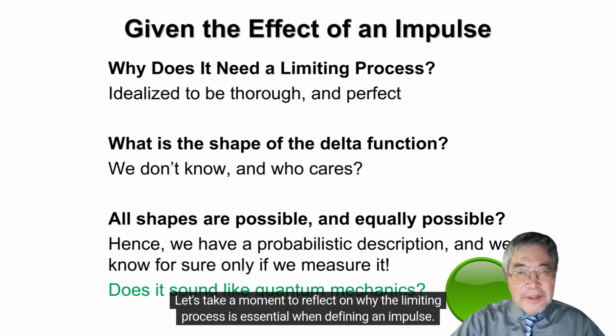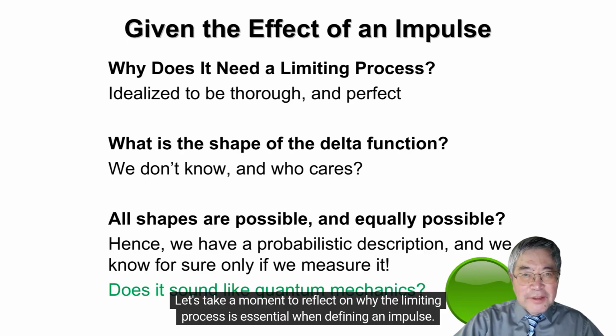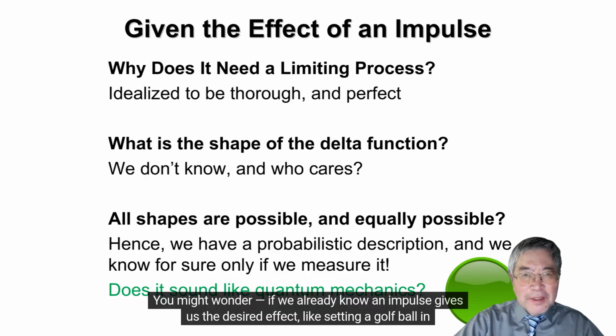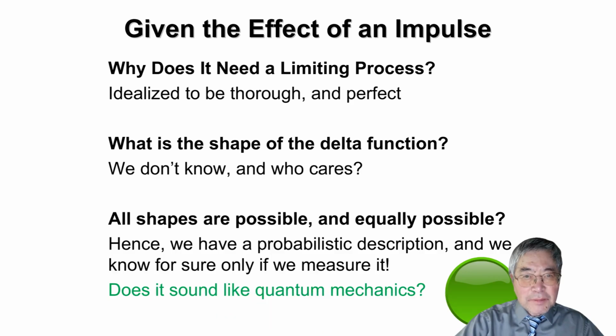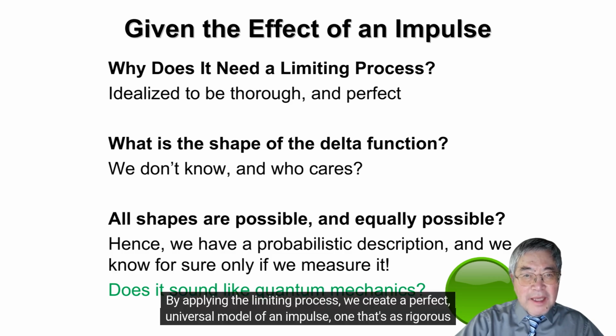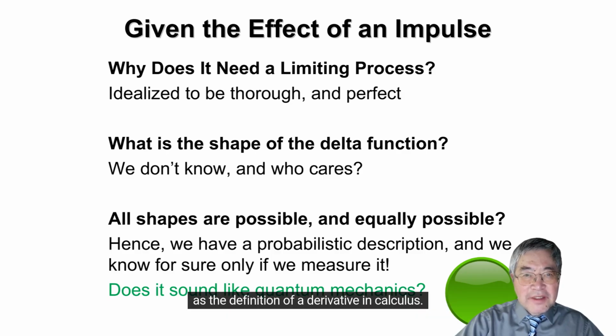Let's take a moment to reflect on why the limiting process is essential when defining an impulse. You might wonder, if we already know an impulse gives us the desired effect, like setting a golf ball in motion, why go through the trouble of idealizing it mathematically? The reason lies in precision. By applying the limiting process, we create a perfect universal model of an impulse, one that's as rigorous as the definition of a derivative in calculus.